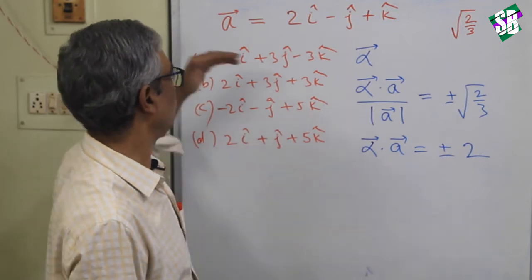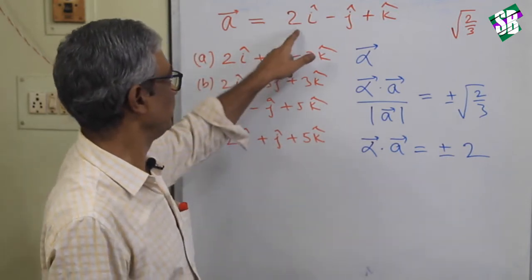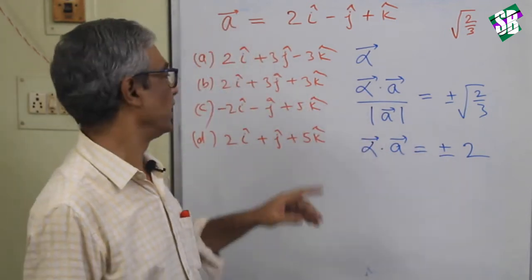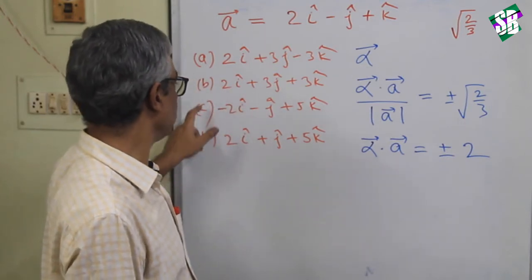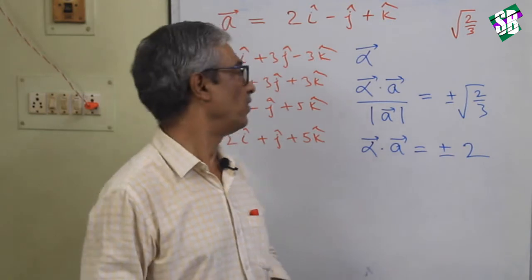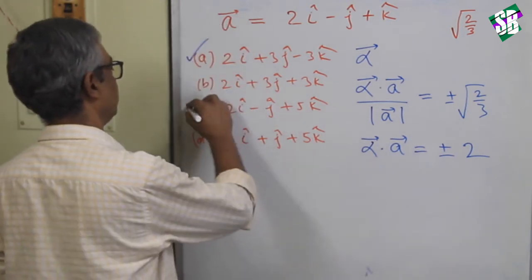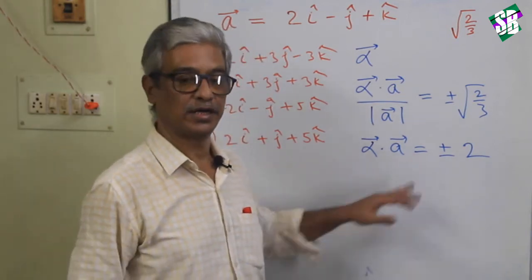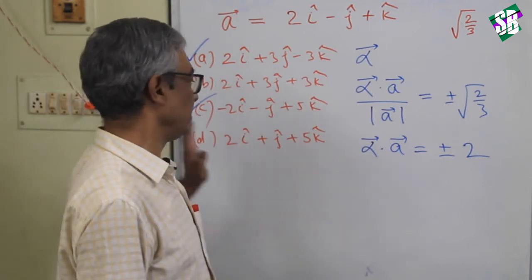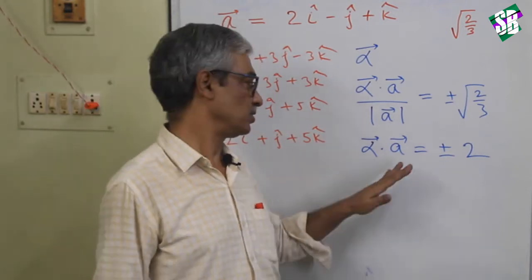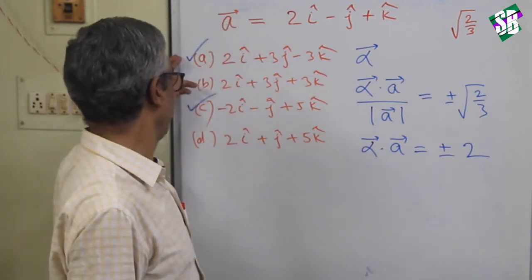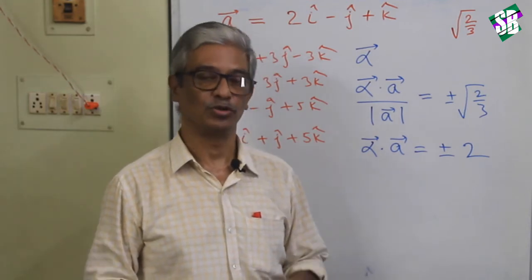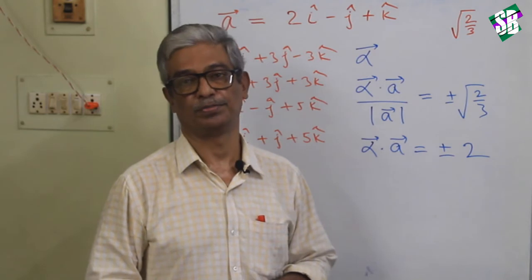And now just check from the options, just do this dot product. If this dot product comes out to be +2 or -2, then this is a correct answer. Just repeat the same process for B, C and D, and you will find that option A and option C match this condition, and option B and D do not match this condition. So options A and C are the correct options. So this method you must opt.